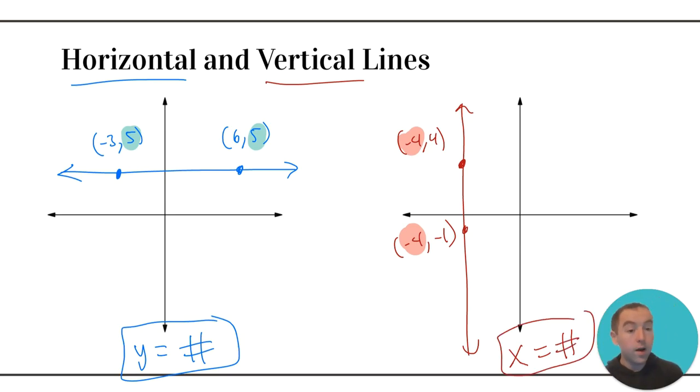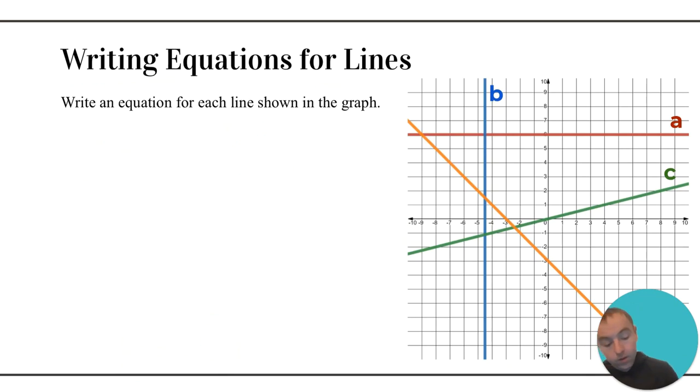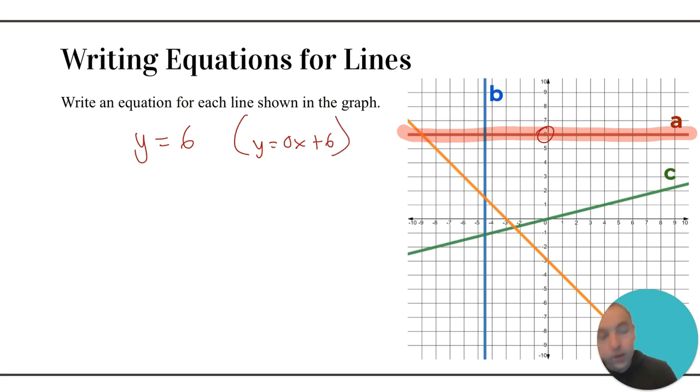So if we were to look at, say, this line right here, line A that's in the red, and we want to write an equation for that line, because it's just a horizontal line, then if you see that it's going through 6, that's going to be the equation y equals 6. Because really it is y equals 0x, has 0 slope, and then a 6 y-intercept. But you don't want to write it like that. Write it more simply as just y equals 6, right?